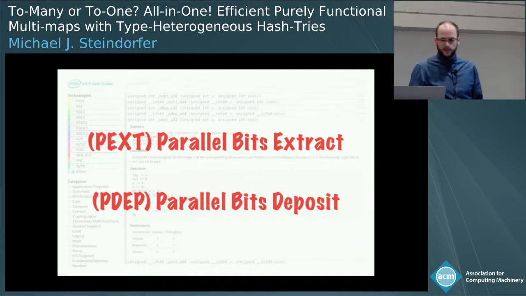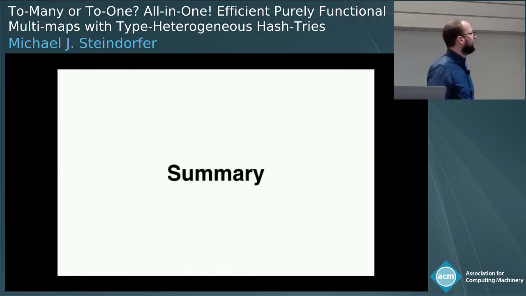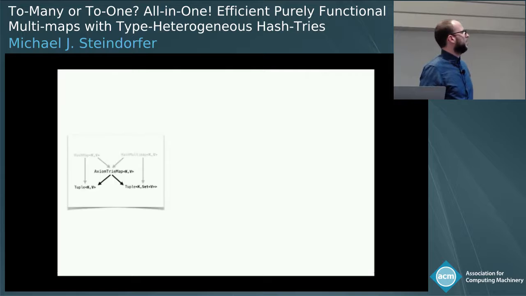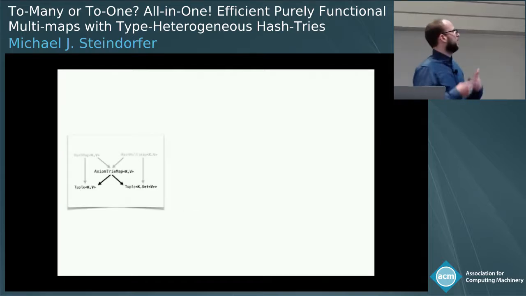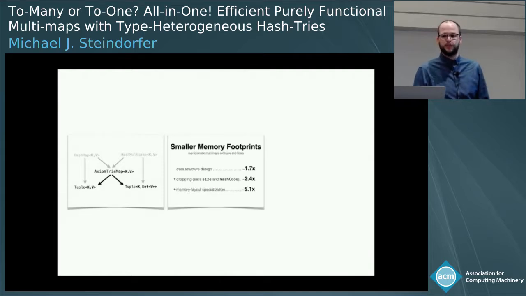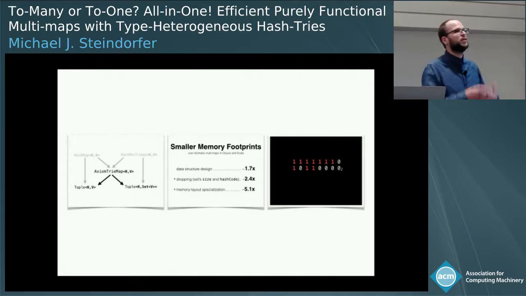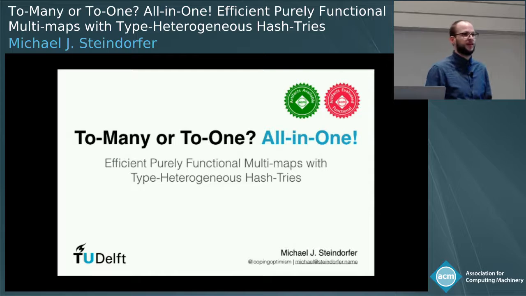To summarize, I was presenting Axiom, a data structure that you can use for encoding internal heterogeneity. I showed you how it performs if you apply it to a real use case, in that case multi-maps, and what kind of challenges you have in doing the bit twiddling and optimizing that. So thanks for your attention. If you have any questions, I'm glad to answer them.